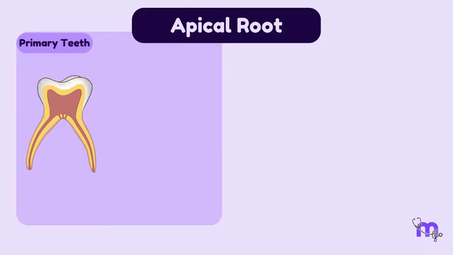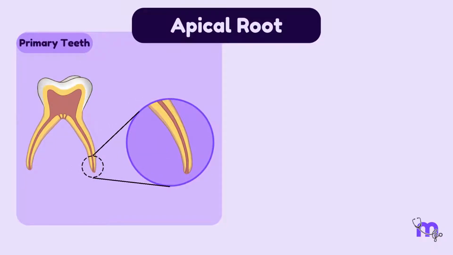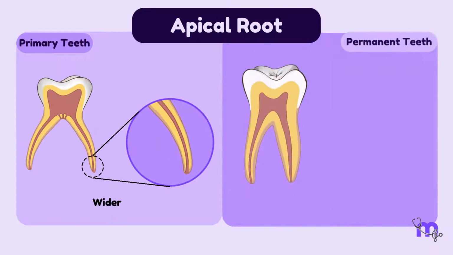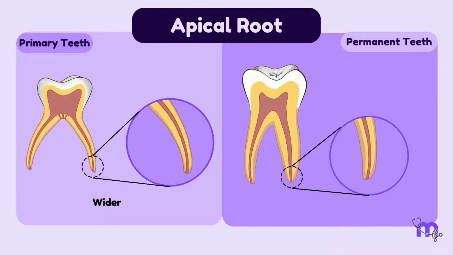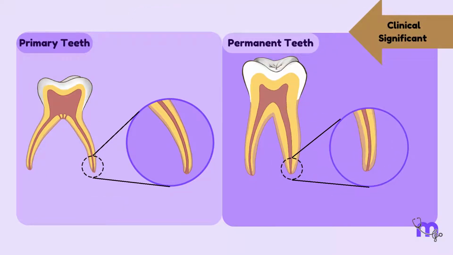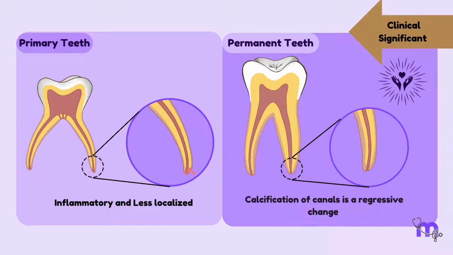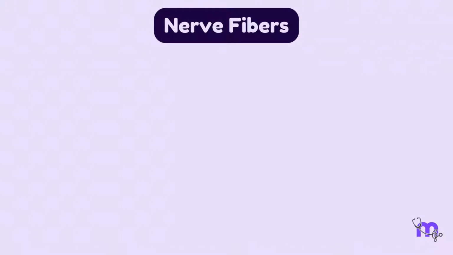As she observed the apical area of the roots, the apical foramen in primary teeth appeared wider than the permanent, where the foramen is restricted. This causes the infection in primary teeth to be inflammatory and less localized. However, the restricted foramen reduces the blood supply of the permanent teeth and favors healing by calcification of canals as a regressive change. Finally, she spotted the course of nerve fibers in the teeth.